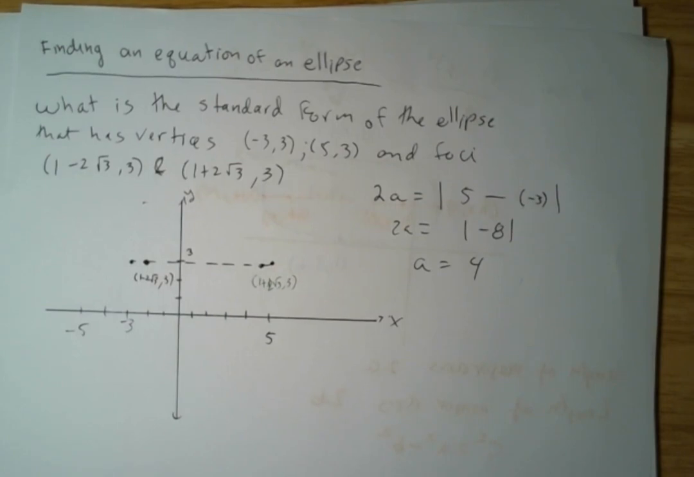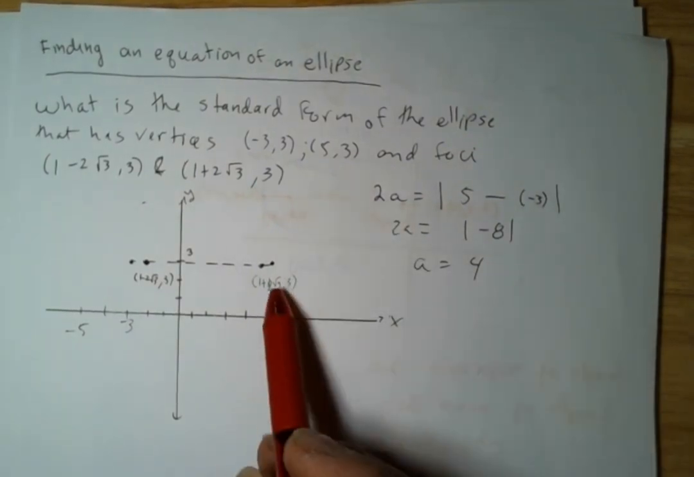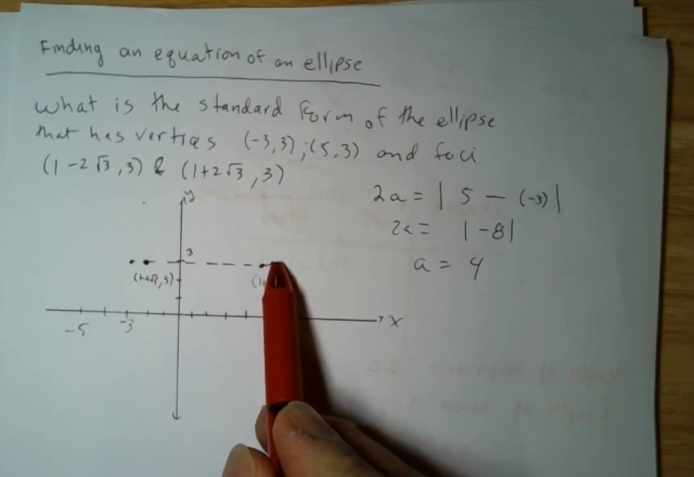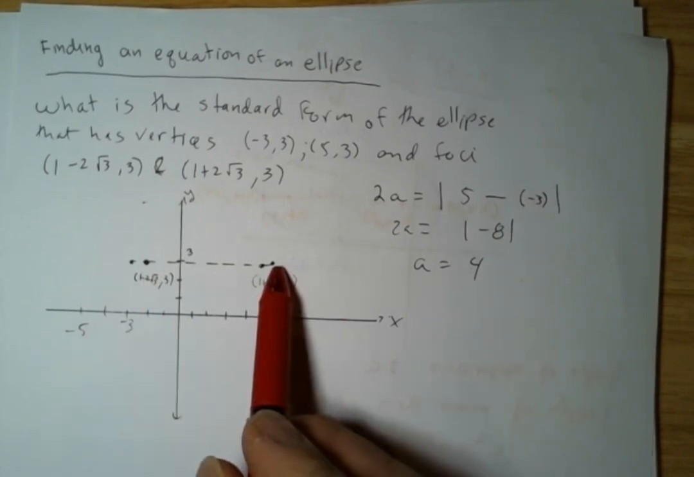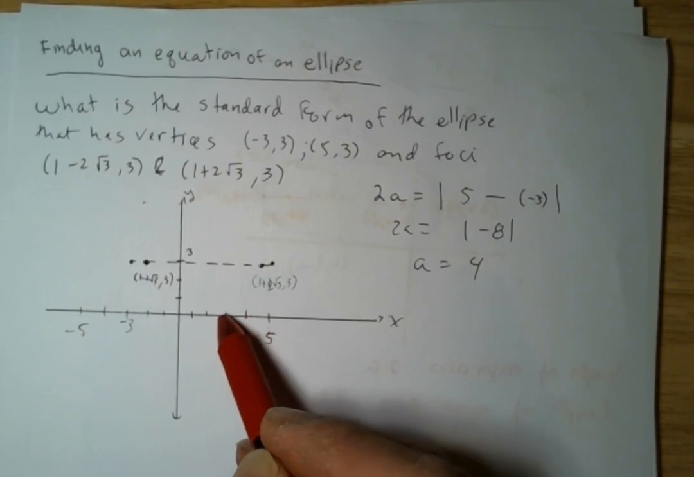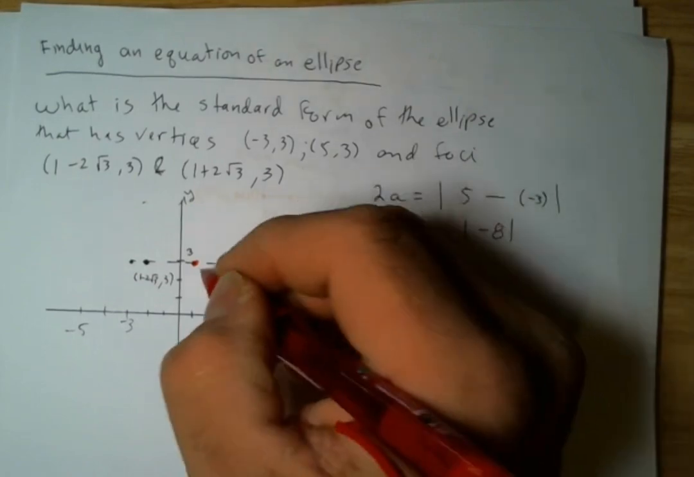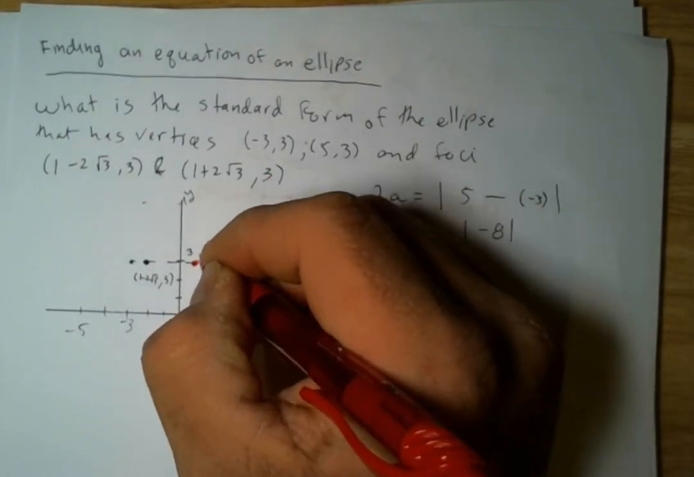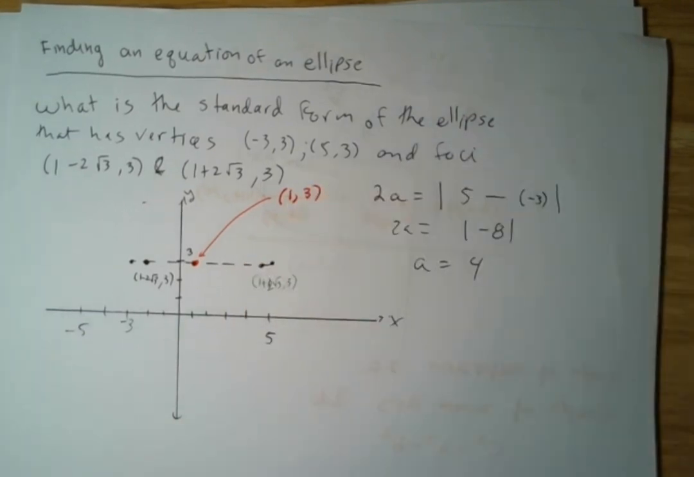One other thing, I actually know the center already. If a is 4, working backwards here, the distance between the vertex and the center is 4, because the whole thing is 8, which is 2a. Half of it is 4, so working my way back, 1, 2, 3, 4. And of course, it's going to be on the major axis here. So I already know my center is (1, 3).